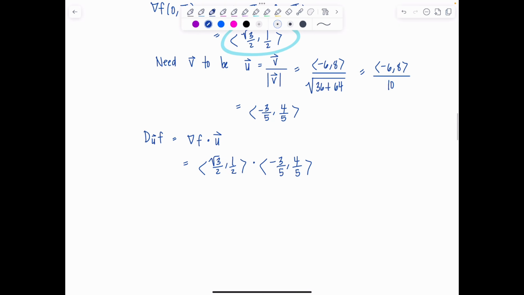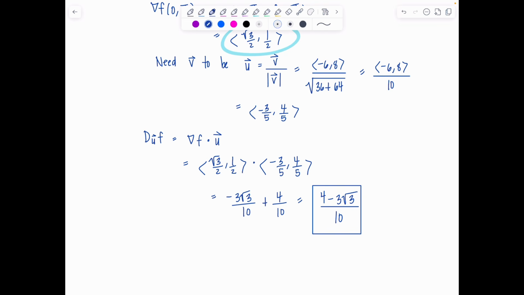Perfect. So this is going to be negative 3 rad 3 over 10 plus 4 over 10. And we can clean that up. Let's put 4 first because it's not negative. Minus 3 rad 3 all over 10. Okay, very straightforward application of computing the gradient at a point, and the directional derivative.